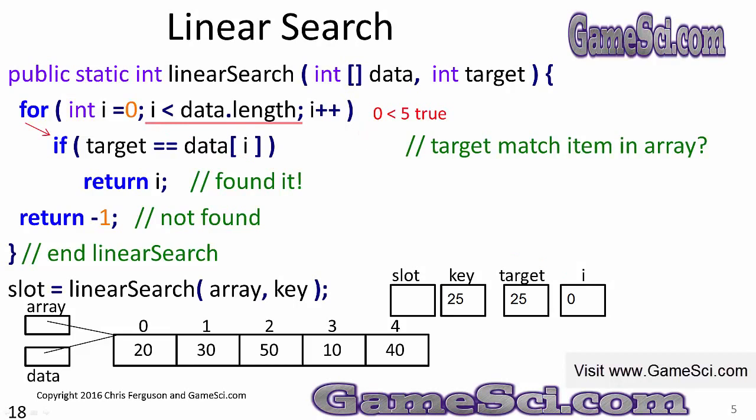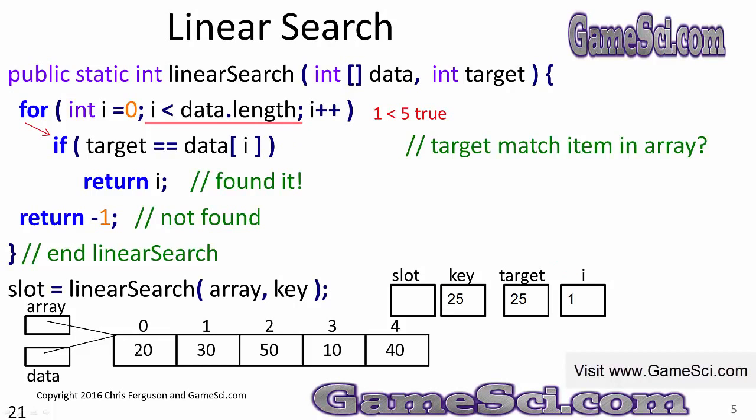Looking at i less than data.length, 0 less than 5 is a true statement. As a true statement, we're going to go inside and execute the if. The if says if my target 25 is equal to data subscript i, which is 20, i contains a 0. Does 25 match 20? Well, that is a false statement. As a false statement, we will loop back up and execute the loop again. Every time this if statement is false, we will just turn right back around and execute the for loop again. i++ says search position 1 of the array.